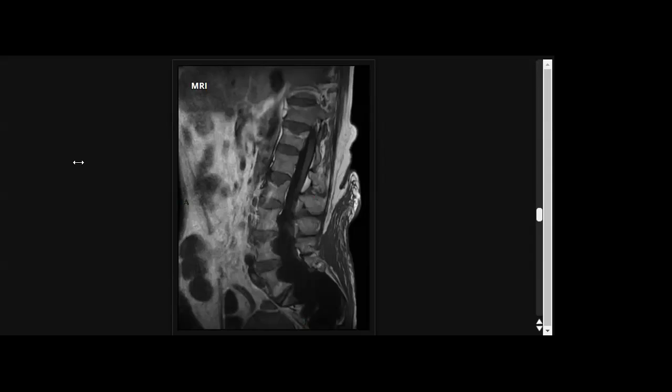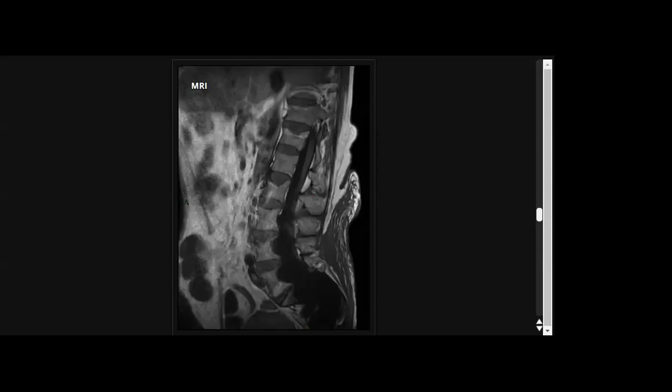Another question outside this case: anterior vertebral scalloping. What are the causes? For anterior scalloping, it could be any long-standing aneurysm of the aorta, resulting in the anterior scalloping, and it could be retroperitoneal lesions, like long-standing lymphoma or tuberculous lymph nodes.